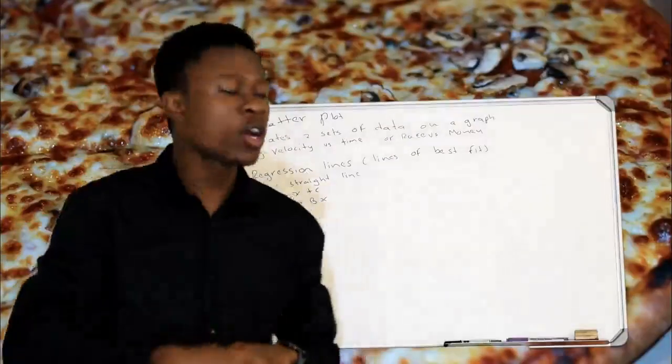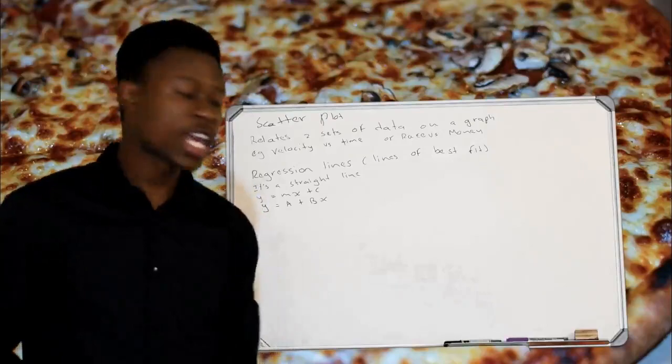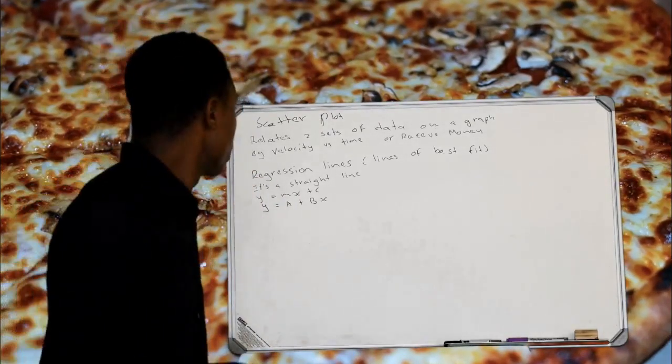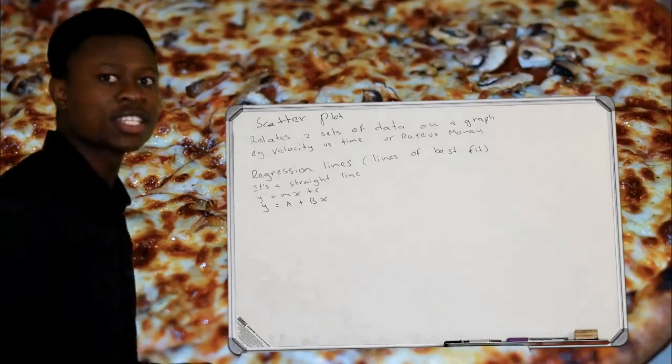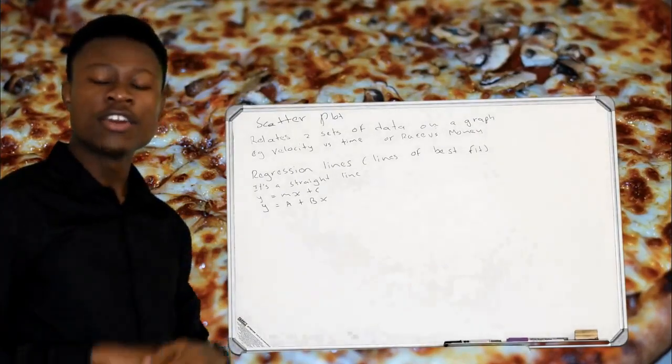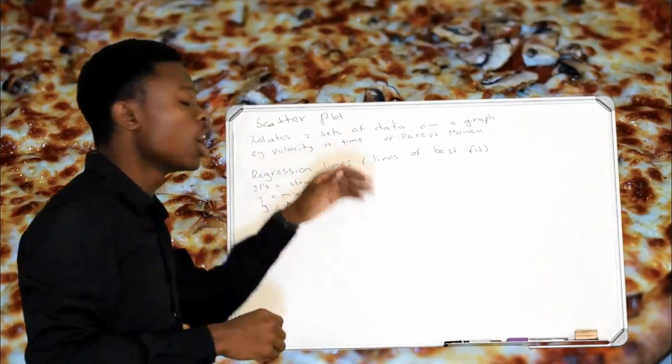Okay, today we're about to get started. Today we'll be doing scatter plots, some new stuff under statistics, right? So what are we doing now? What is a scatter plot? A scatter plot is something that relates two sets of data on a graph.